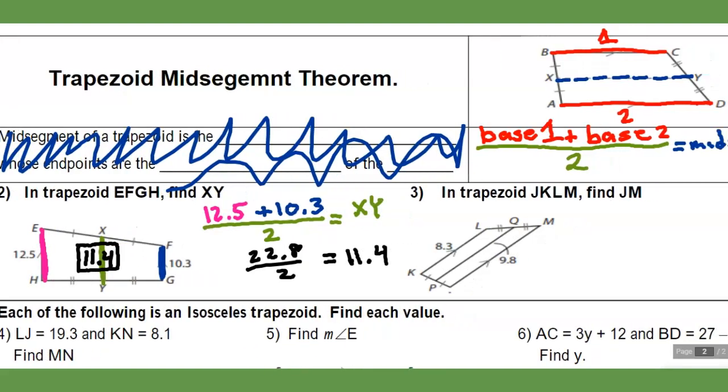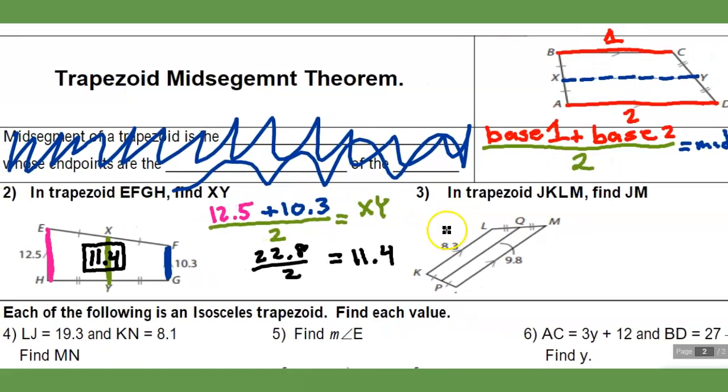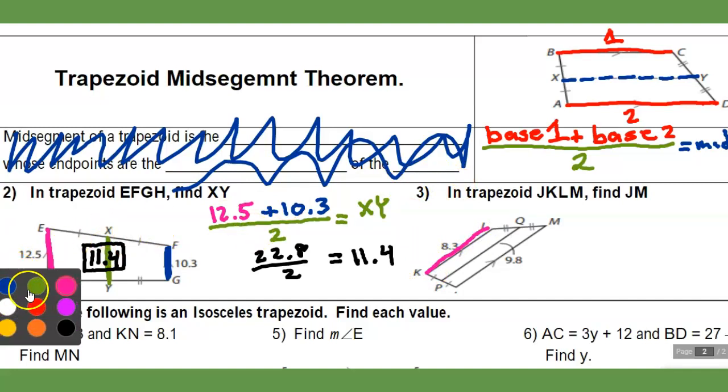All right. So here is on number 3, the other part where they actually give you one of the bases, 8.3, and the mid segment, which is 9.8, and want you to find the other base. In this case, it's JM. Should be a J right here. Okay, so we're trying to find out, in this case, what this length is.